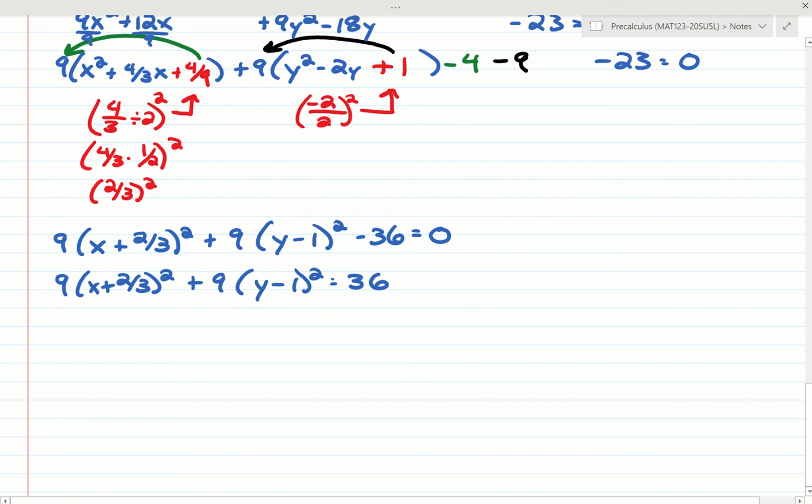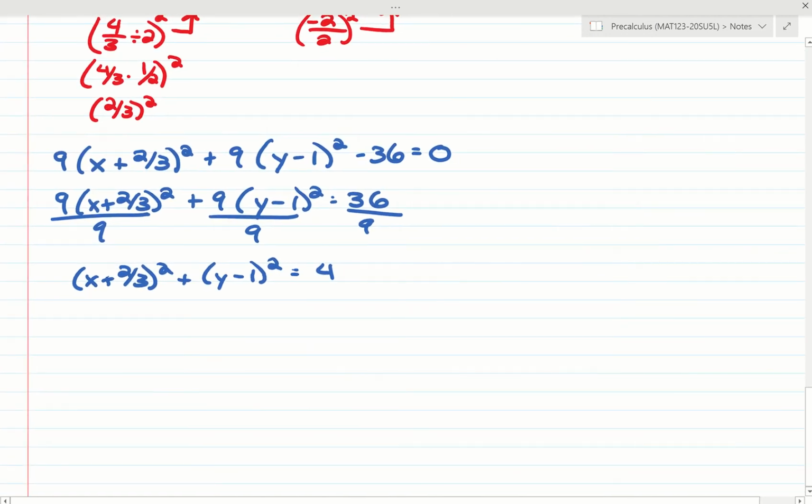Now the 9's aren't supposed to be there. It's supposed to just be x minus h squared plus y minus k squared. So let's just divide everything by 9 to get rid of it. Get x plus 2/3 squared plus y minus 1 squared is equal to 4. There's our center radius form. Now just looking at this, our center would be negative 2/3, comma 1, and our radius would be square root of 4, which is 2 units.